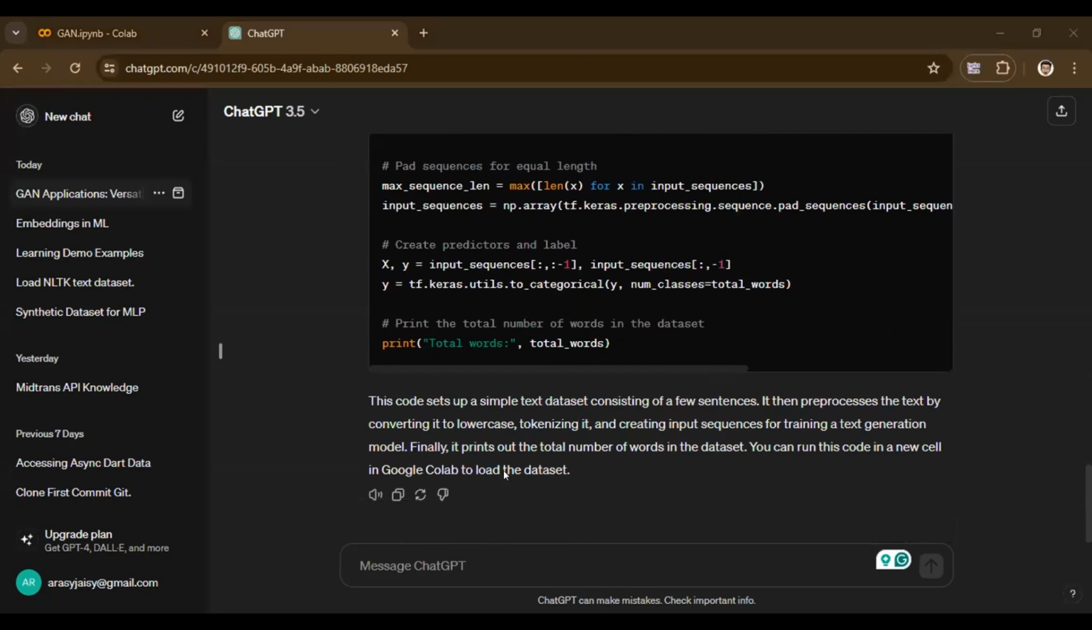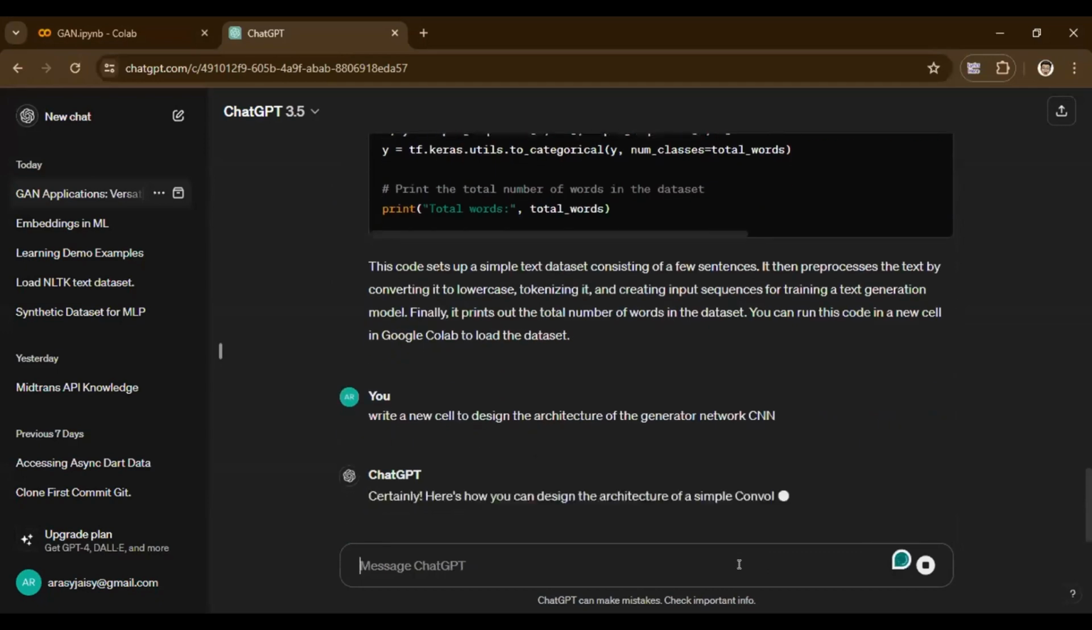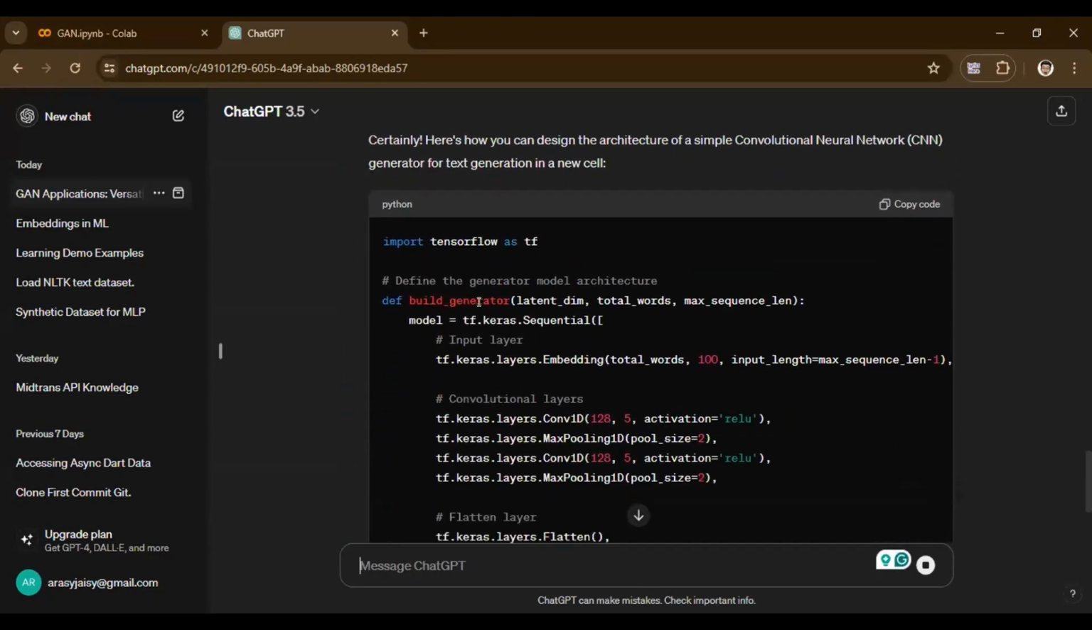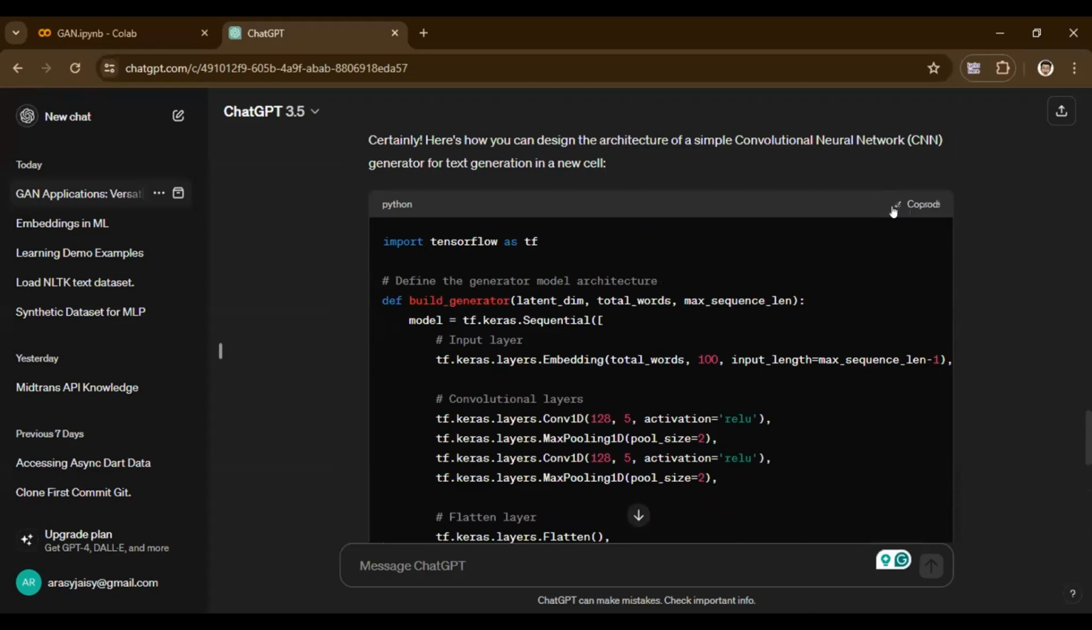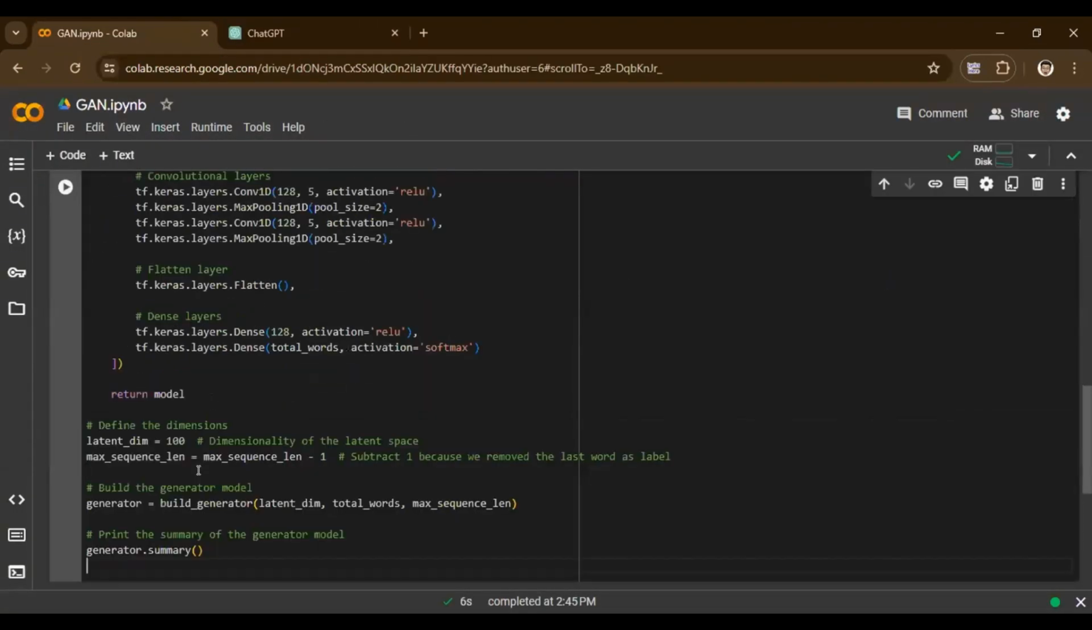And after that, we will create a generator for this one. We can ask ChatGPT to write in Excel to design the architecture of the generator network. For this one, we will try to use CNN. Okay, they are making the function for building the generator. Let's see the code.